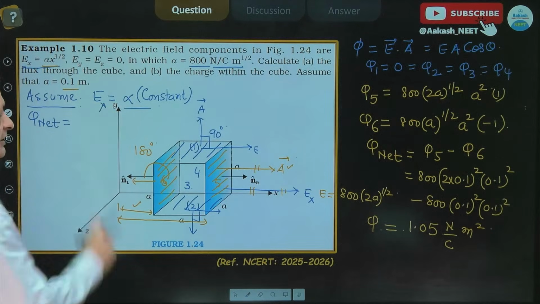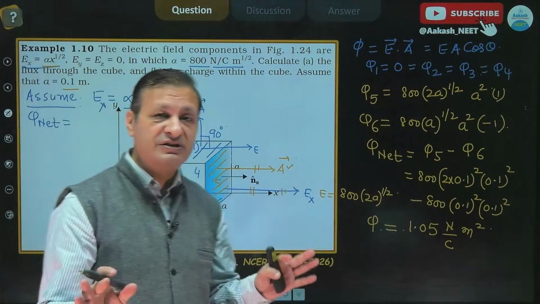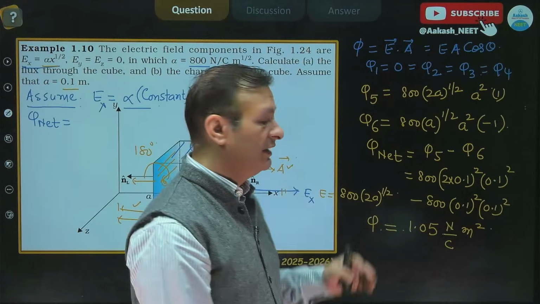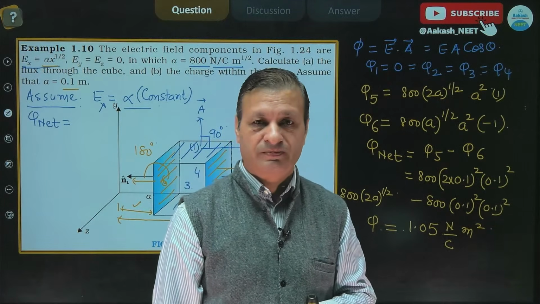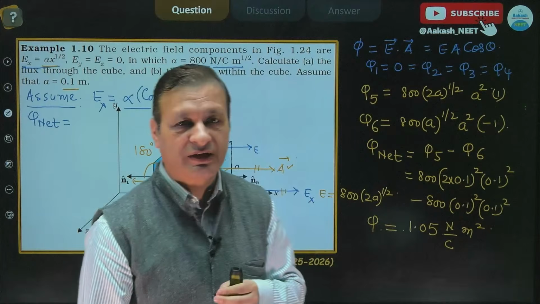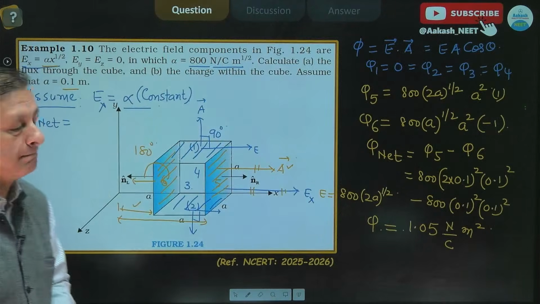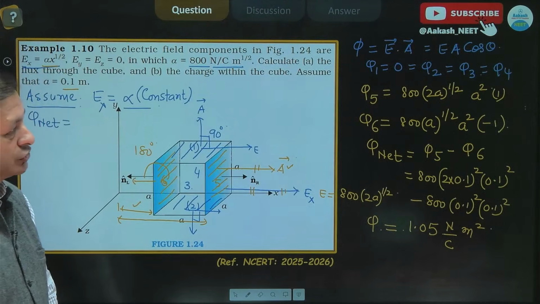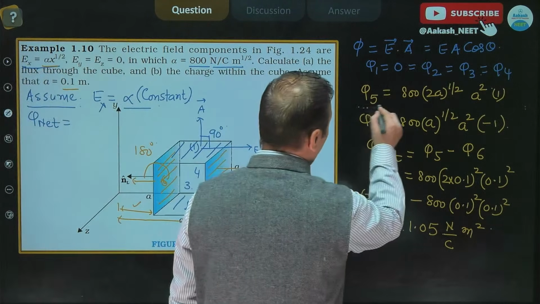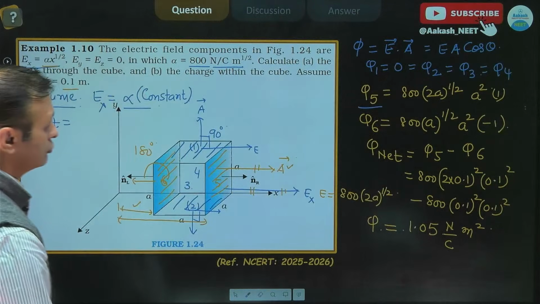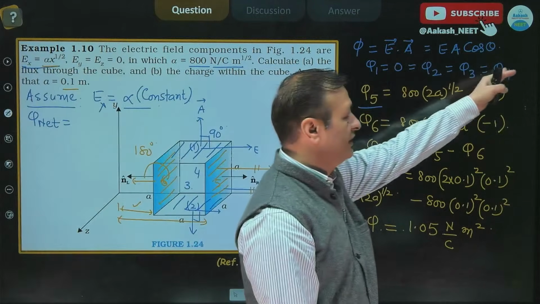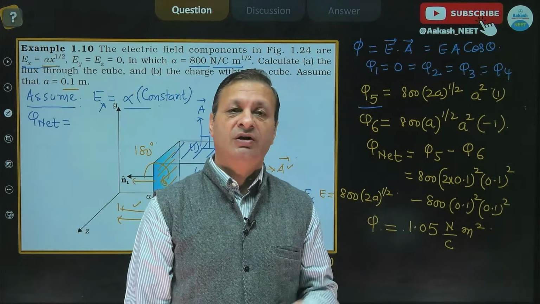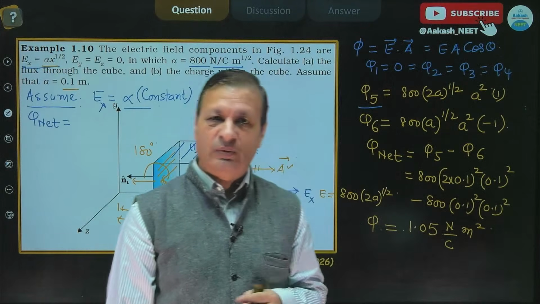So let it be Ex. Ex means this electric field is along the x-axis only, but this time it is of constant magnitude. Then what would be the net flux through the same cube? We will go by the same fashion and follow the same process. So just look at this. Phi 1, phi 2, phi 3, phi 4 would still be 0, because their area vectors would be normal to the electric field vector.